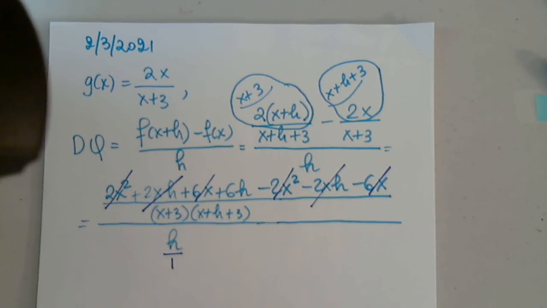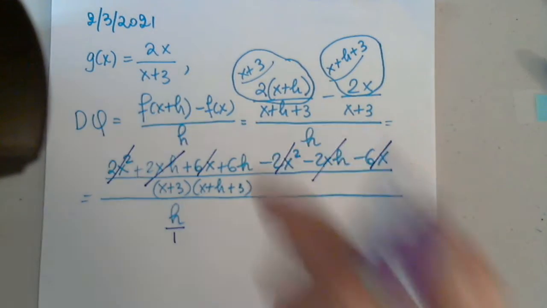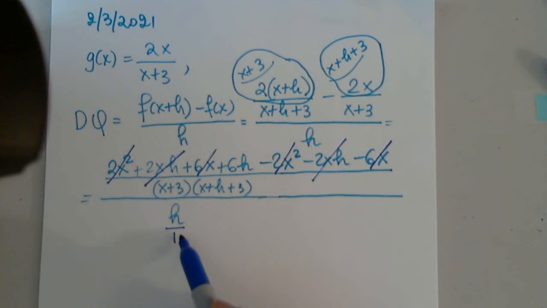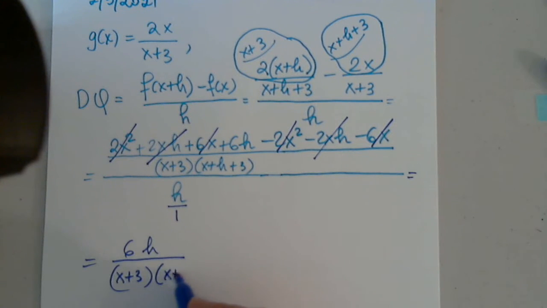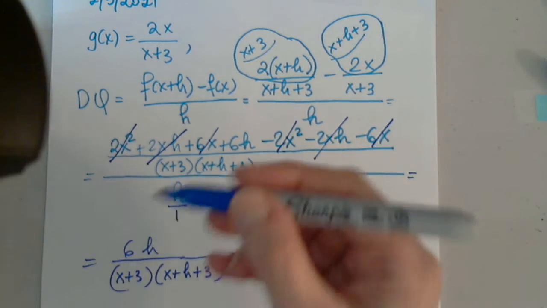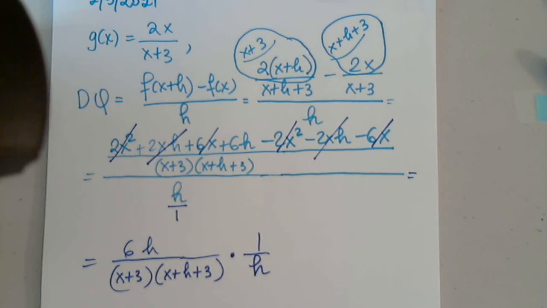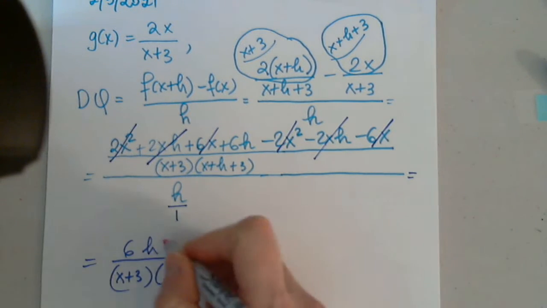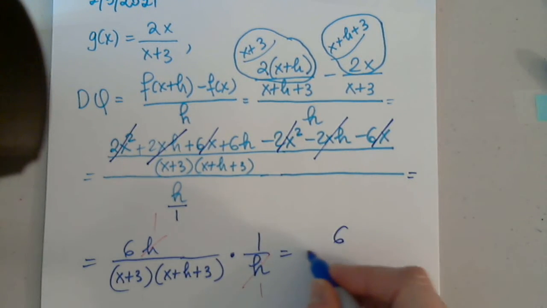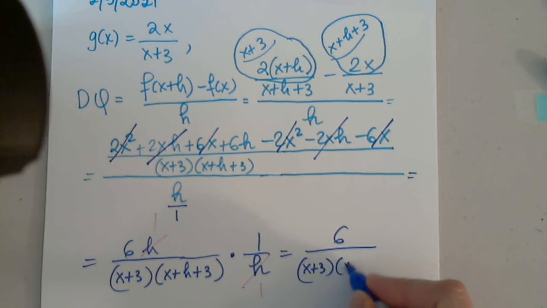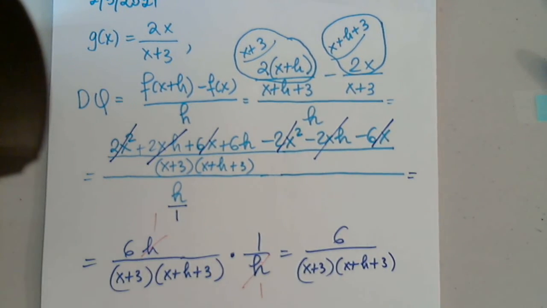H is h over 1. Anything is over 1. So this is a fraction now: 6h over this, divided by h over 1. So I have to copy the top, 6h over x plus 3, x plus h plus 3. And because I'm dividing by a fraction, I have to multiply by the multiplicative inverse. And this is when and why h is gone. And this is the final simplified form. And you'll see what happens next with this.